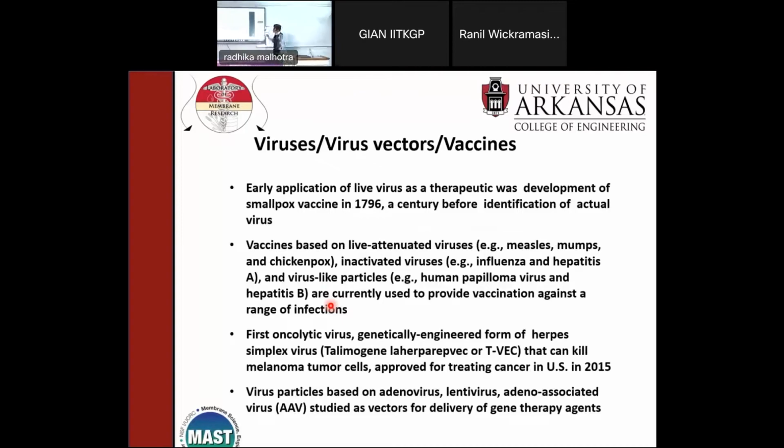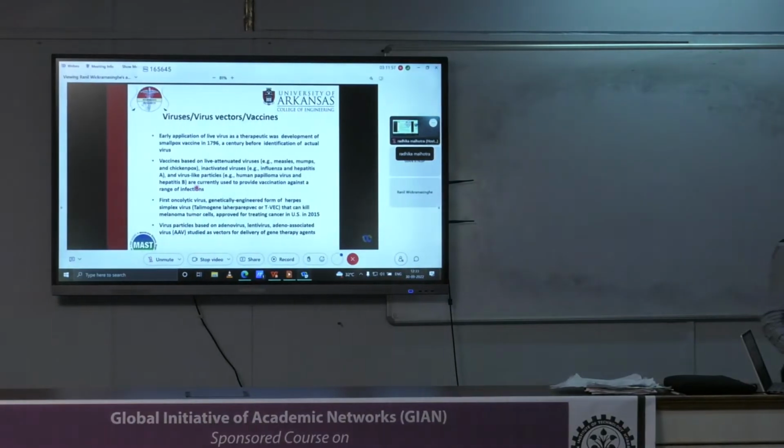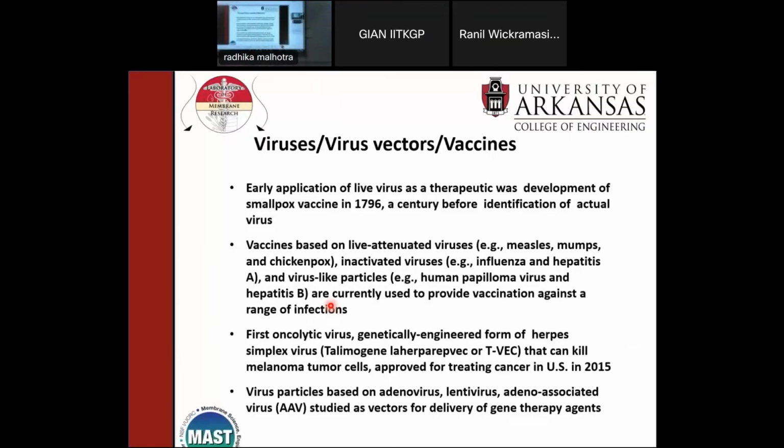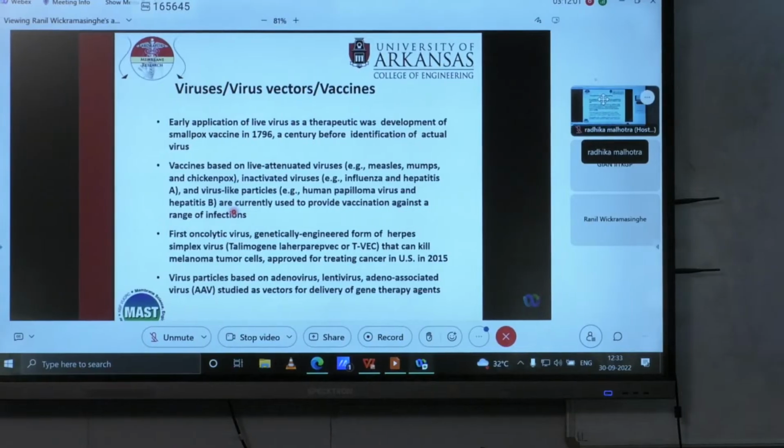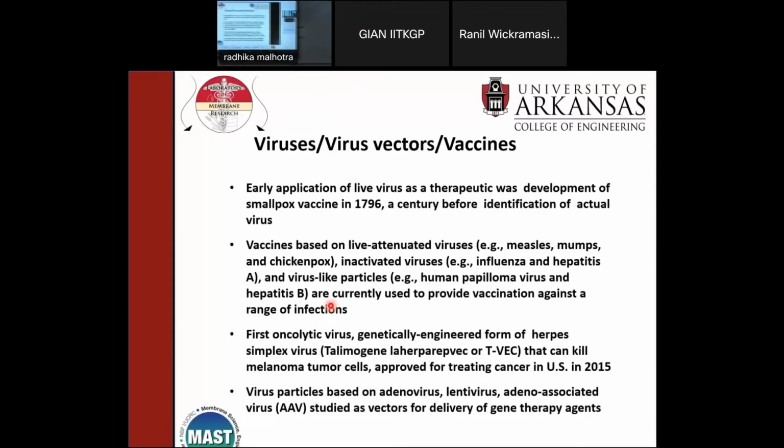So if ever any of you decide to work in this area, I suspect these are the sort of areas that would be of greatest interest in the future. So another one is viruses, virus vectors, and vaccines.